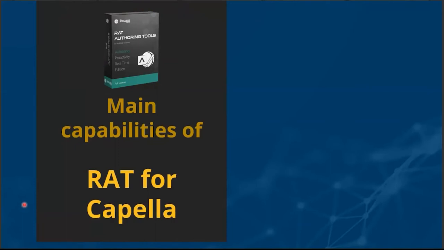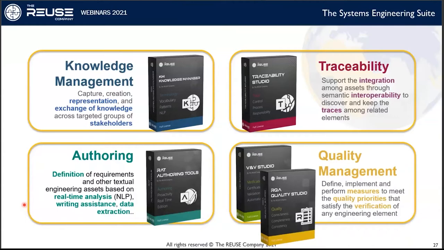What are the main capabilities of that? Yeah, the RAT tool itself is part of our systems engineering suite, which besides having a big focus on the authoring side, we also have tools for setting up these quality baselines, assessing quality over a big chunk of requirements, and we can manage the verification and validation part of any systems engineering effort. We had a webinar recently on the Traceability Studio, where we can trace different sources and start to compare them, regardless of what shape and format they are in. And we have the Knowledge Manager.